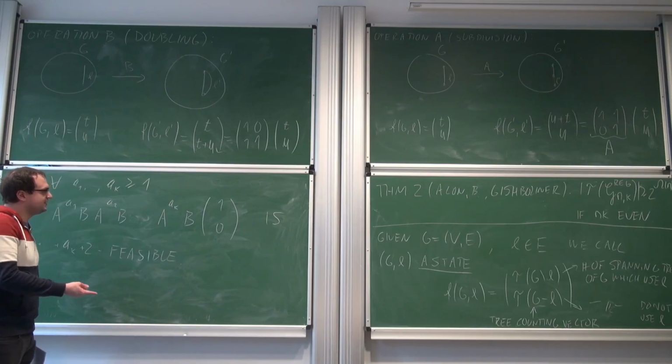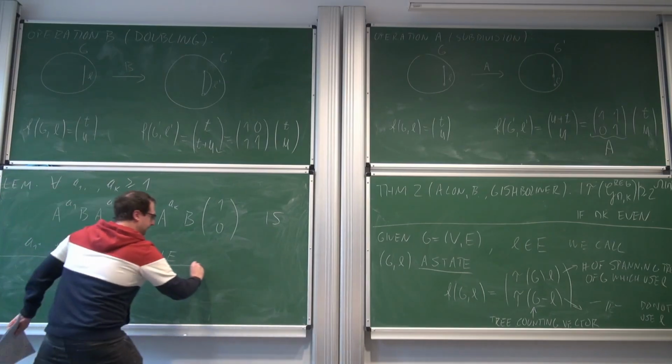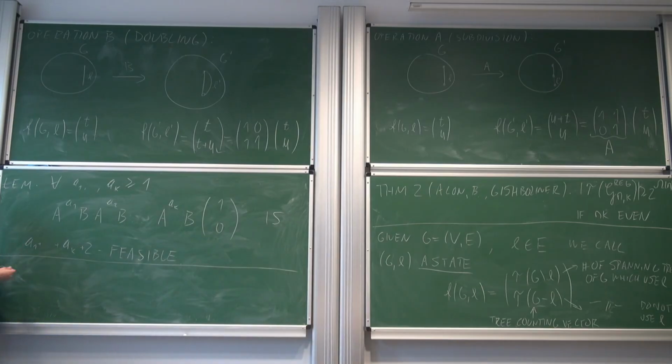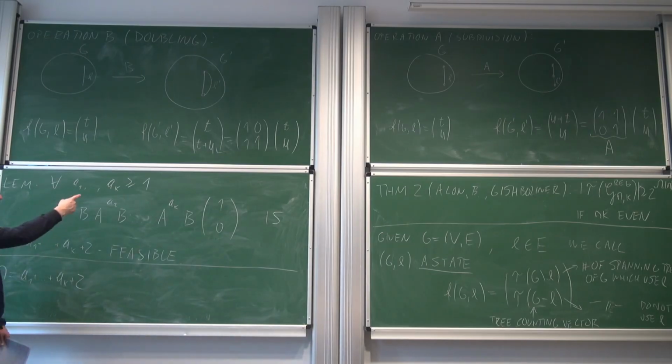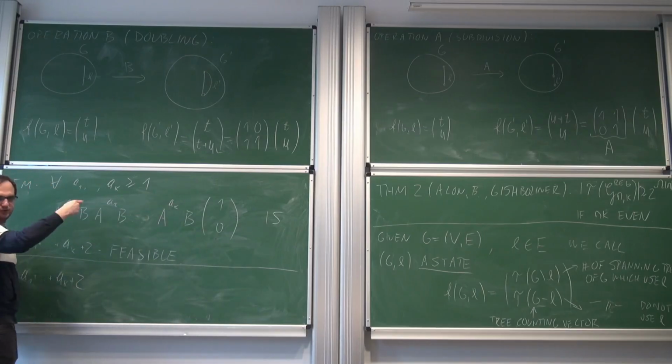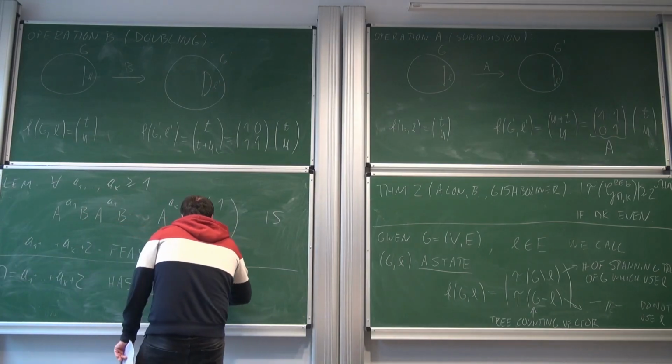Now the question is, how many different vectors do you get by doing this? One question is, how many different choices of this sum do you have? We are interested in n feasible vectors, so n should be the sum, and these need to be at least 1. Again, this is the point of not repeating operation B twice. So it has 2 to the n minus 2 solutions.